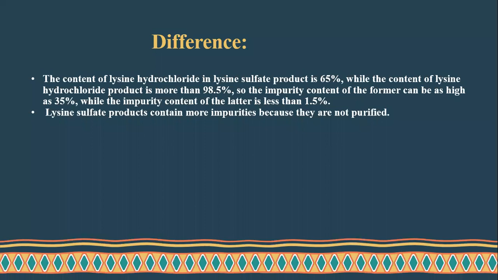The lysine content in the lysine sulfate product is 65%, while the content in lysine hydrochloride is more than 98.5%. So the impurity content of the former can be as high as 35%, while the impurity content of the latter is less than 1.5%. Lysine sulfate product contains more impurities than lysine hydrochloride, so it is not in purified form.